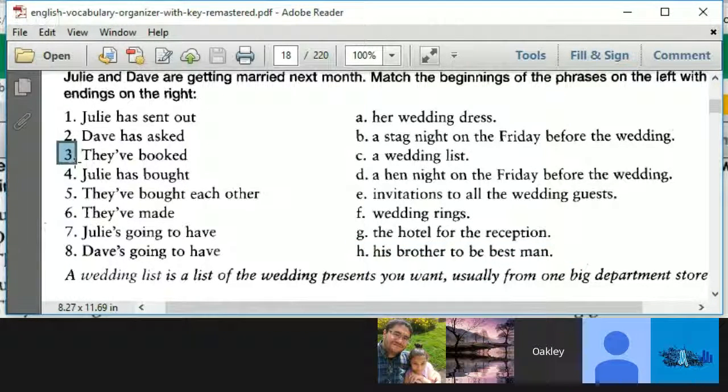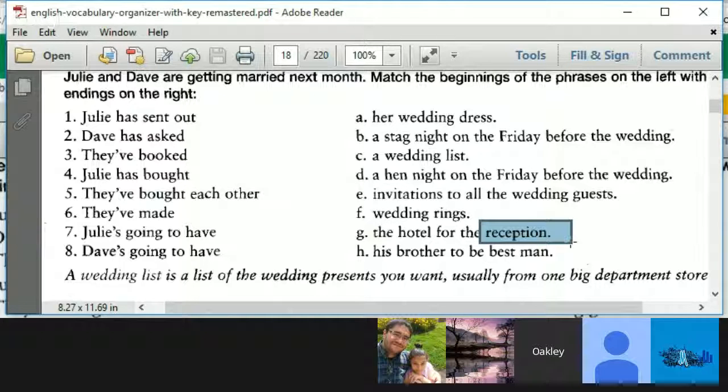Number 3. They booked the hotel for their reservation. Okay, let's talk pronunciation for a second. They've booked the. After a K in a verb, it's a T sound for the past tense -ed in regular verbs. They've booked, they booked the hotel for the reception.